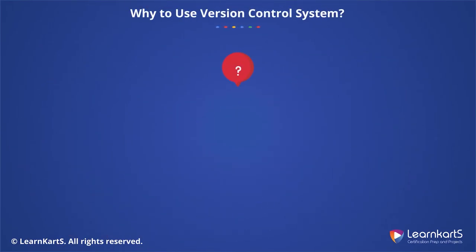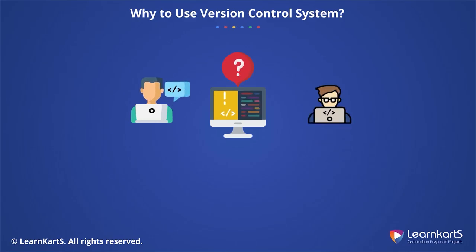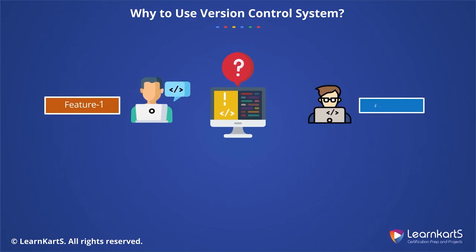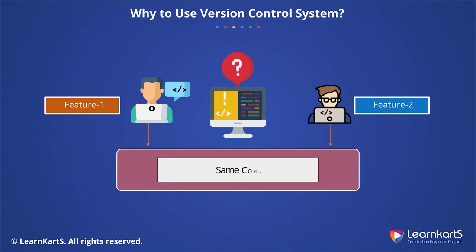Now, why use a version control system? Let's say you got a couple of developers to work on a particular project. One is working on feature 1 and the other one is working on feature 2. Now, the developers could have different functionalities to work on, or they might have to work on similar source code. If a particular developer is working on only one feature, we can pick the latest source code from that specific developer and deploy it.